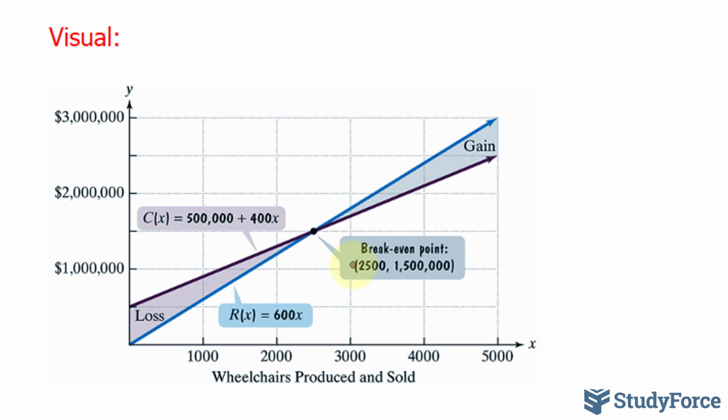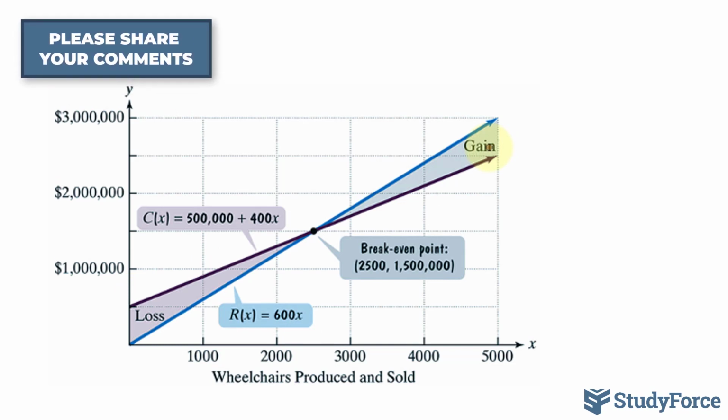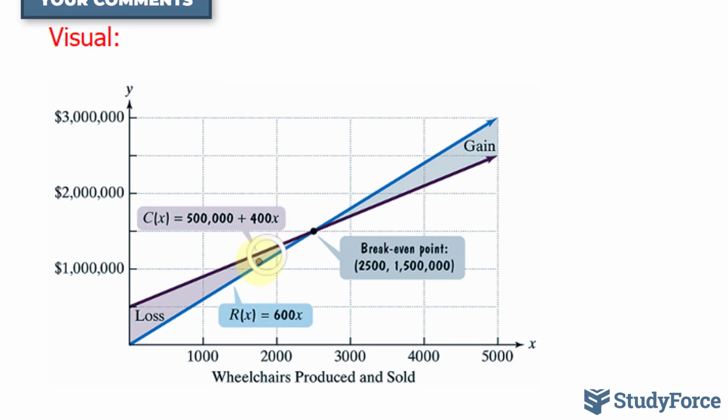So if you take a look at this visual representation that you have on your screen, and if you graph the two equations, this blue one represents 600x and this black one represents the cost function. 2,500 is the break-even point. So anything before this amount, let's say that you sold 2,000 chairs, you're not making a profit. Instead, you have negative cash flow.